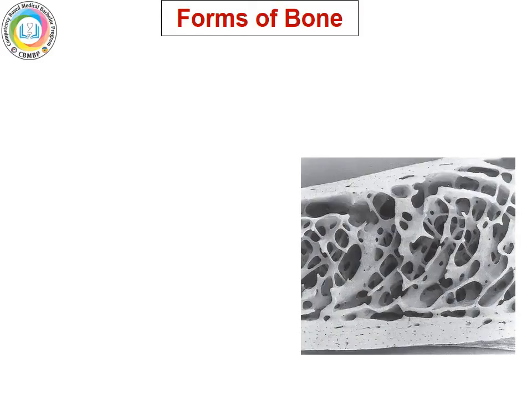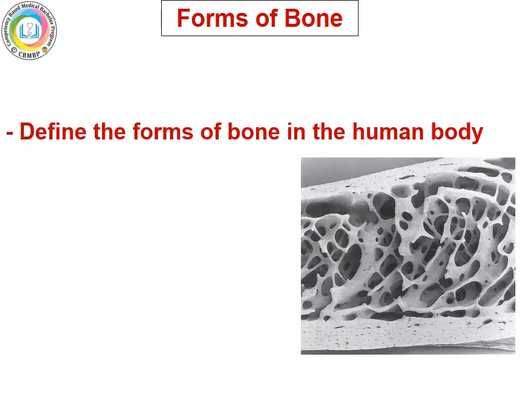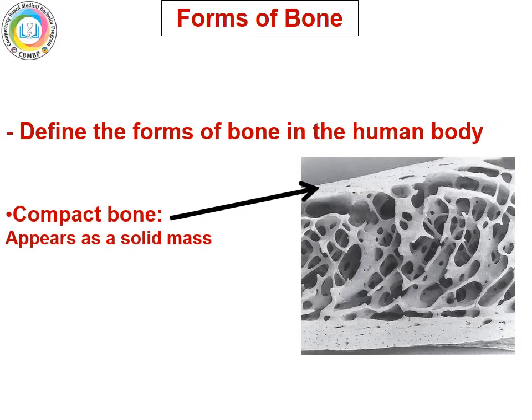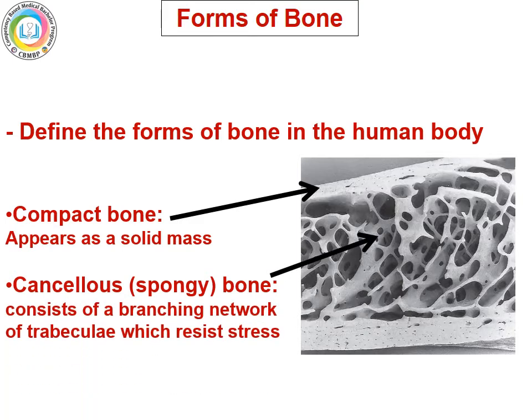The forms or structure of the bone. We have two types of forms of bone in the human body. Number 1, compact bone. Usually on the surface of any bone I can see the bone solid mass called compact bone. Number 2, cancellous or spongy bone. The interior contains bone like a sponge, consisting of a branching network of trabeculae or spicules of bone which resist stress.